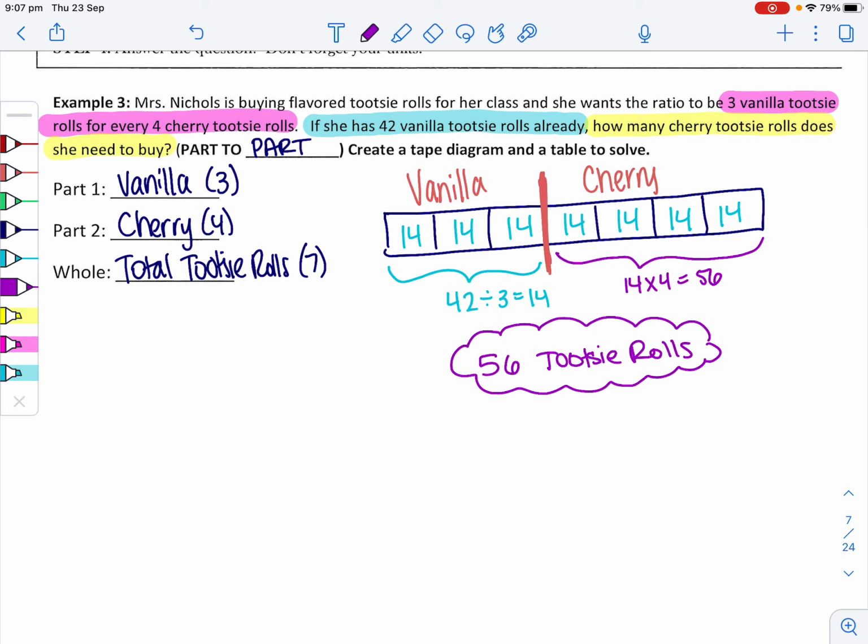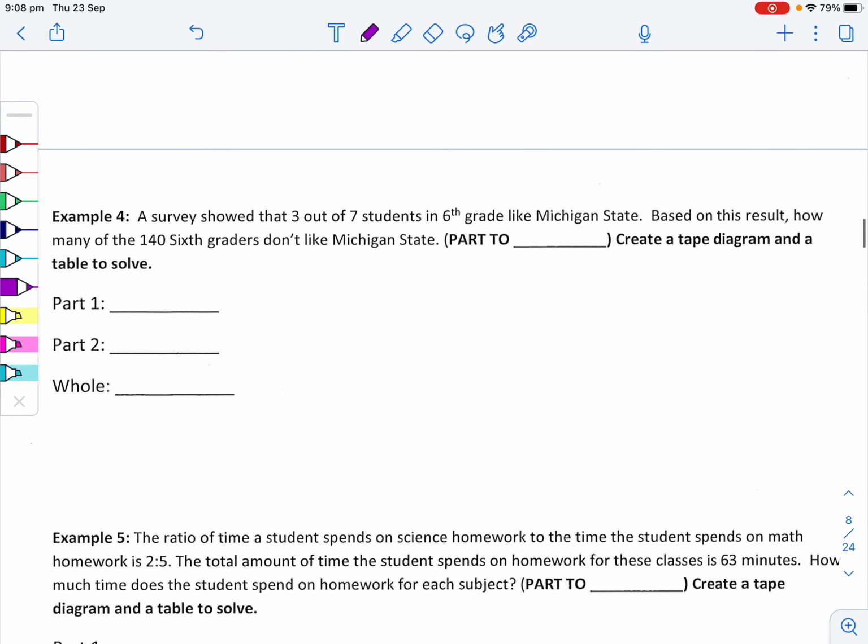This problem does say to create a tape diagram and a table. We are going to come back to tables. We're just going to work on the tape diagrams for now. So I'm going to go on to the next one.